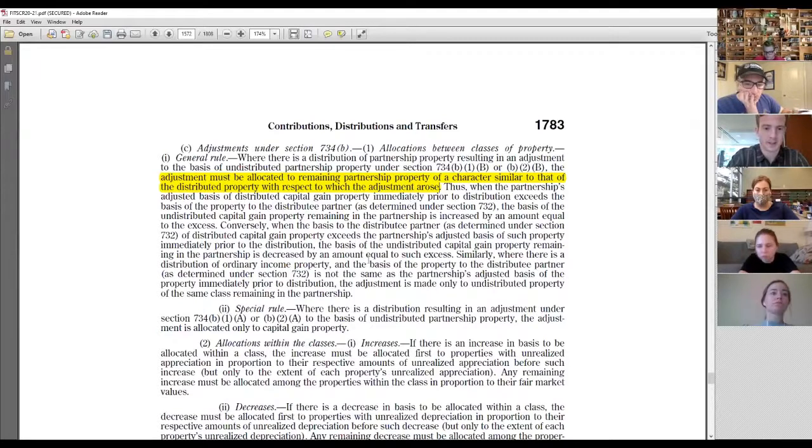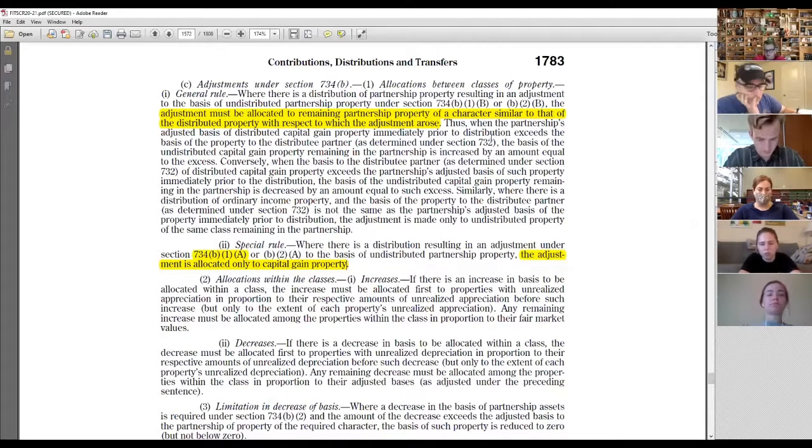So that's one rule. The second rule here is in two little i's, where the distribution results in an adjustment under 734(b)(1)(A), that's where we had gain recognized by the distributee partner because the partner received cash in excess of outside basis. When you have that happen, the adjustment is allocated only to capital gain property. So those are pretty straightforward rules. But then we have another problem, which is what if we have more than one capital gain property or more than one ordinary asset, and we have to apportion it between those assets. Well, in (c)(2), one little i gives us a rule for how we allocate among properties in the same class.